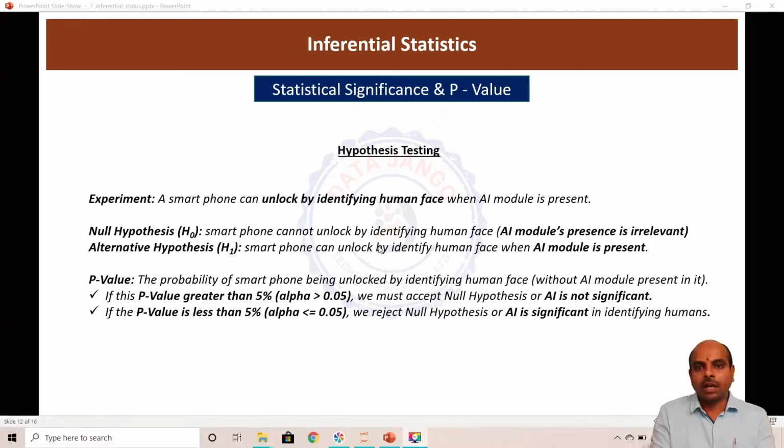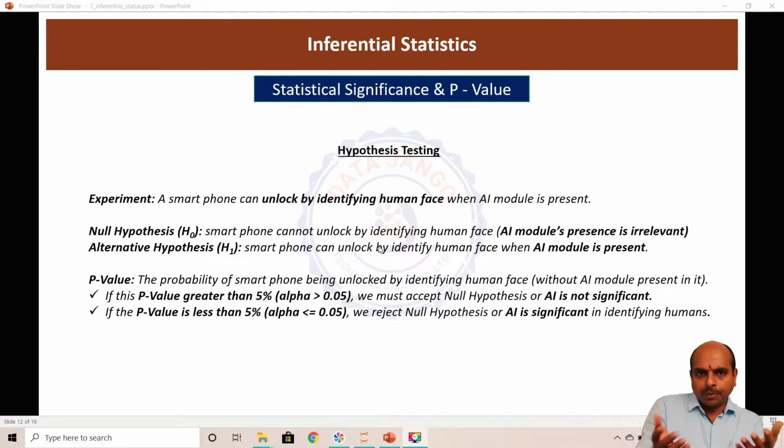As far as our knowledge goes, 0 times it opens up because the AI module is not present. It is not going to open up. So the probability there is 0. The p-value is 0. That means the AI module is significant. We can reject the null hypothesis. We need to accept the alternate hypothesis.